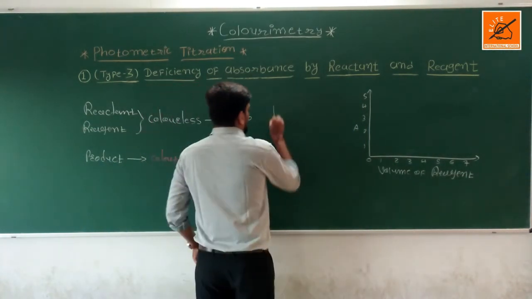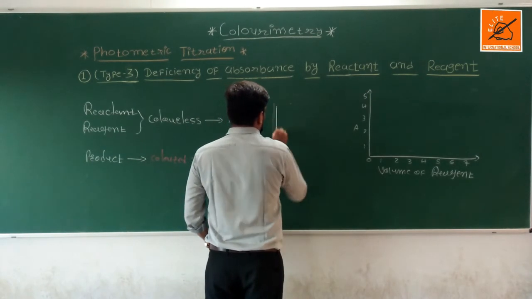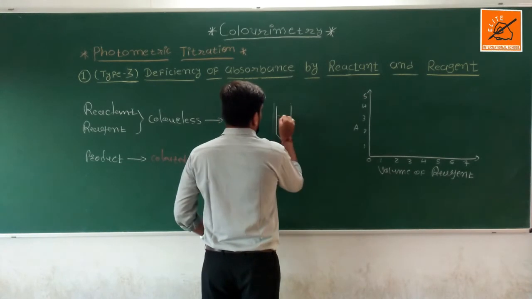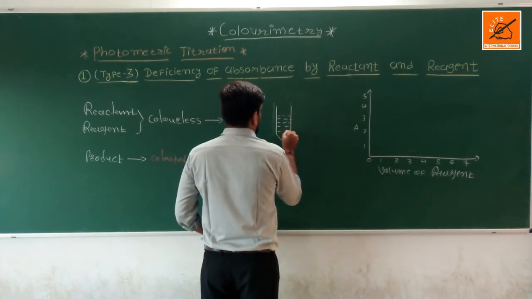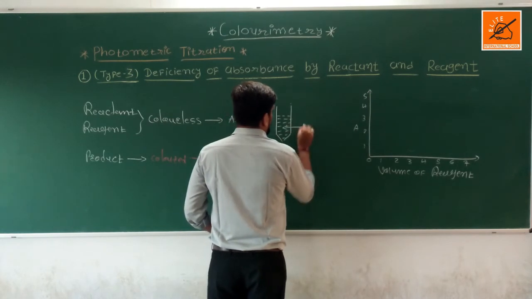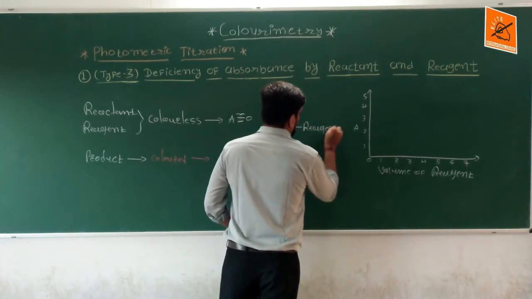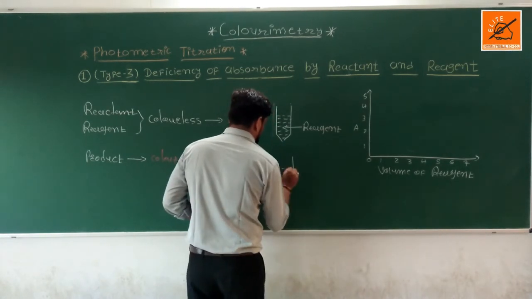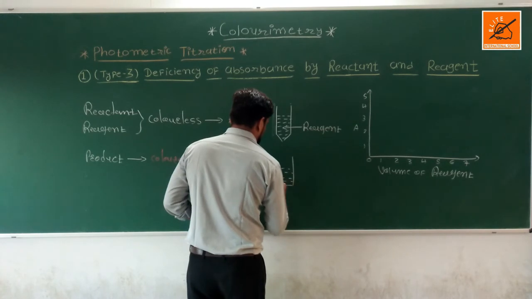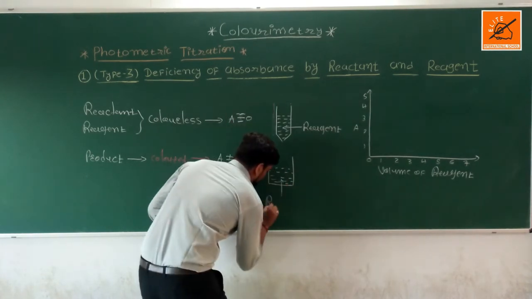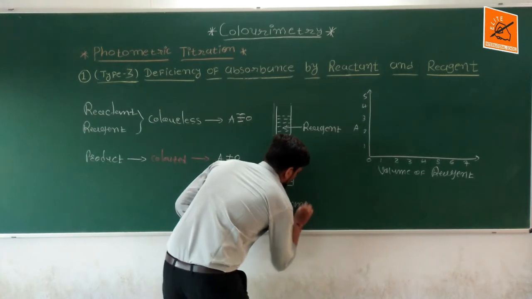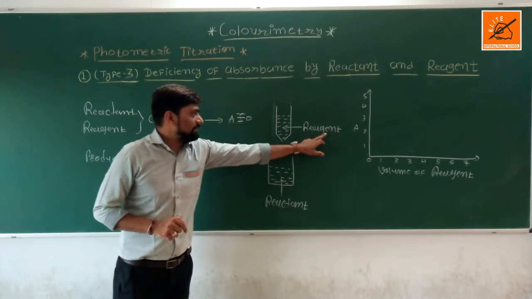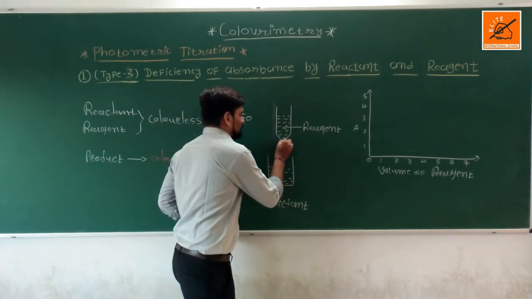Here we take a burette, and in the burette we take the reagent. This is the reagent in the burette. And now we take a flask. In the flask we take the colorless reactant. The reactant in the flask is colorless, and the reagent in the burette is also colorless.